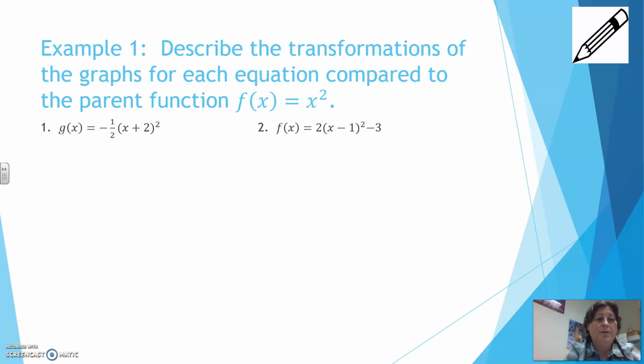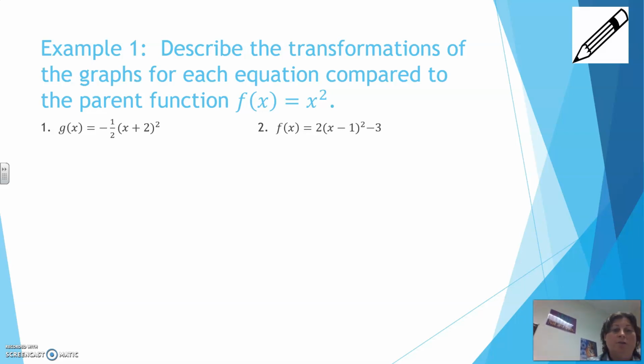Okay, so now that we've taken the notes on section 2.1, we want to look at some examples of how we'll use the notes that we just took. So example 1 says, describe the transformations of the graphs for each equation compared to the parent function f of x equals x squared. So anytime we talk about transformations, we are comparing it to that parent function, which is important to know.